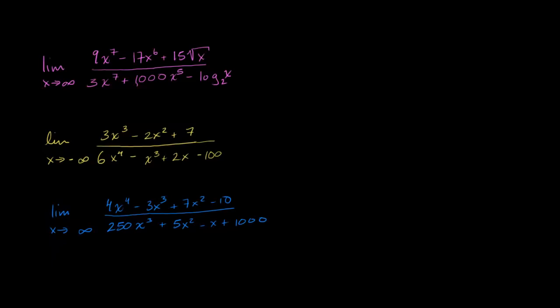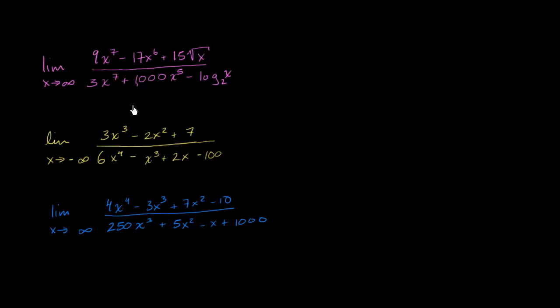Let's do a few more examples of finding the limit of functions as x approaches infinity or negative infinity. So here I have this crazy function, 9x to the 7th minus 17x to the 6th plus 15 square roots of x, all of that over 3x to the 7th plus 1000x to the 5th minus log base 2 of x. So what's going to happen as x approaches infinity?